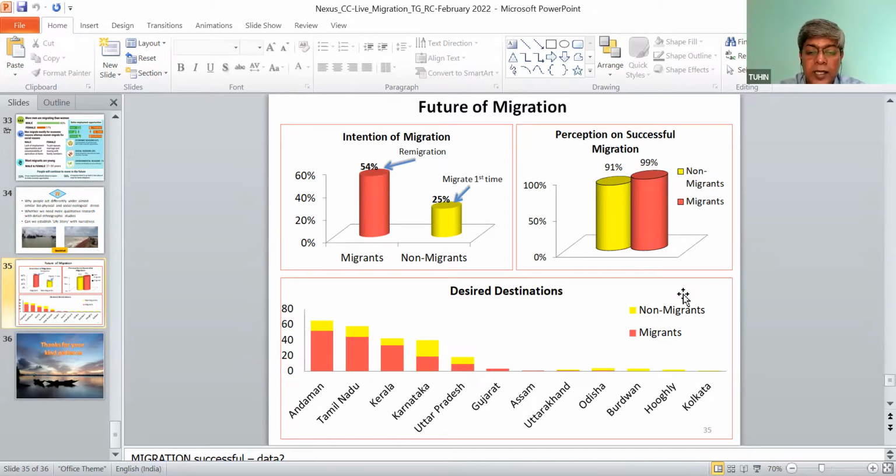And what is their desired destination? The same areas: Andaman, Tamil Nadu, Kerala, Karnataka, Uttar Pradesh. Following the migrants' views, lifestyle and stories, the non-migrants also come up with the idea that they intend to migrate. There is a higher percentage for Karnataka, Tamil Nadu, Andaman, Uttar Pradesh and Kerala. So there is some influence by the migrants on choosing the destination also.